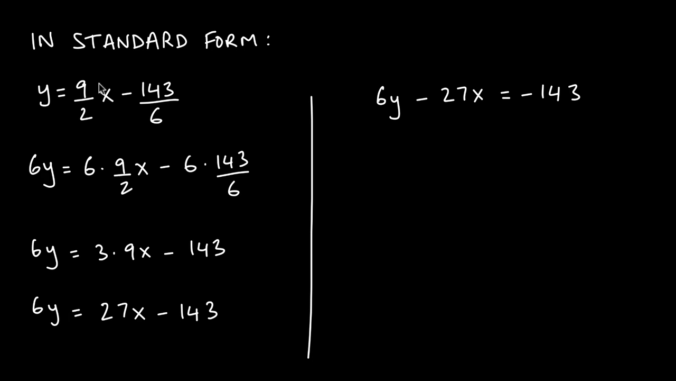Now hopefully you remember that standard form requires that all variables be on the same side and a constant be on the other side. So in order to get this 27x on the same side as the 6y, we see that the sign in front of it is a plus, so it's being added on this side. So if I were to pick it up and move it over to the other side, it would become a subtraction. So we finally get 6y minus 27x equals negative 143.